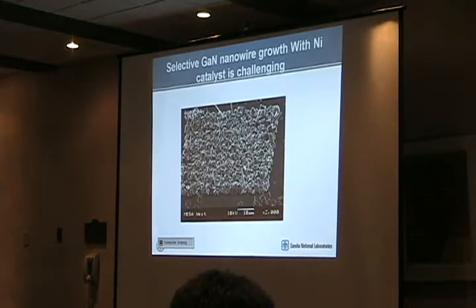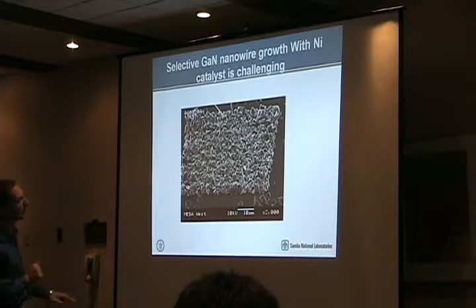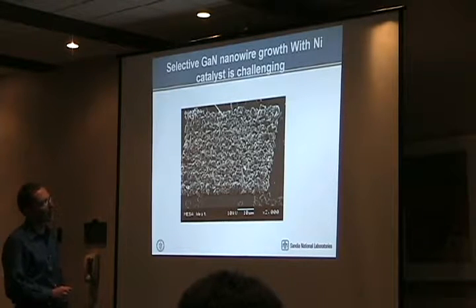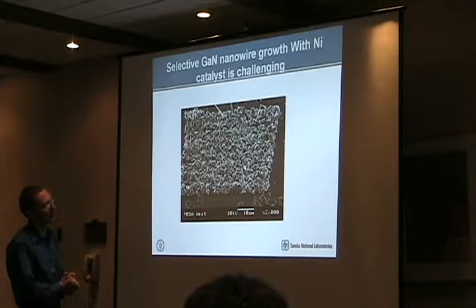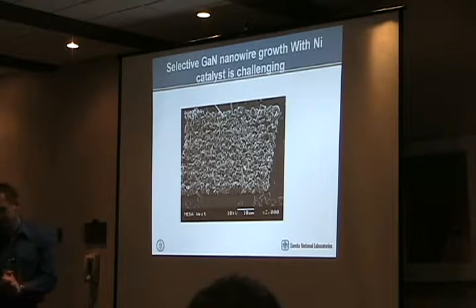Let me just forward to that, and then I'll go back, because I didn't realize the slides were not in that order. But this is what happens when we try to grow gallium nitride on a patterned substrate, and what we see is that there's a lot of polycrystalline material with some nanowires growing.